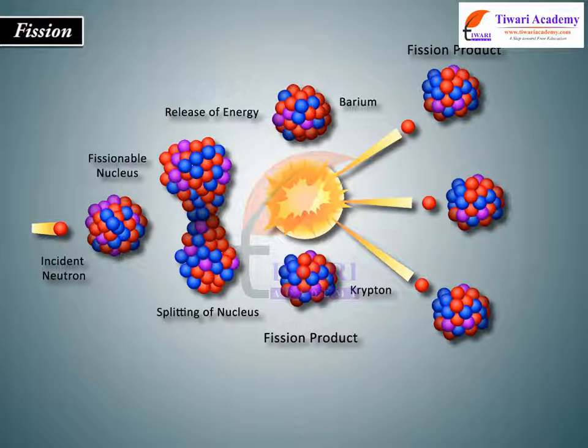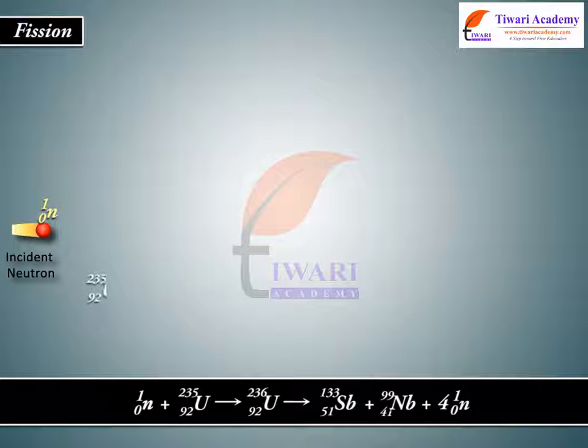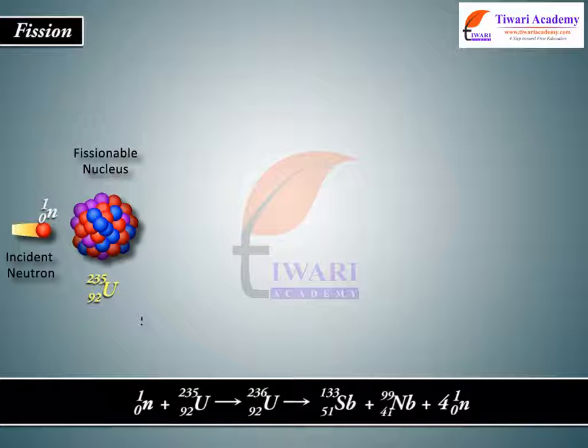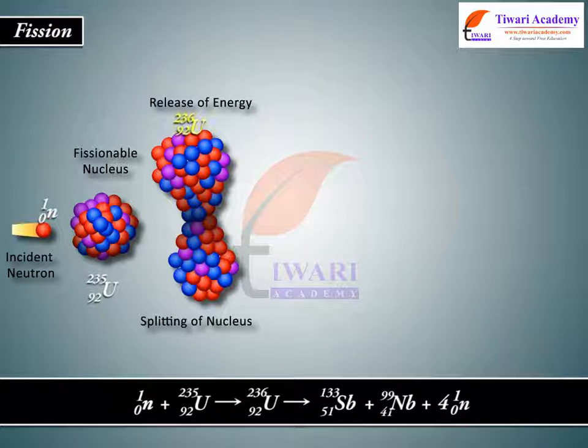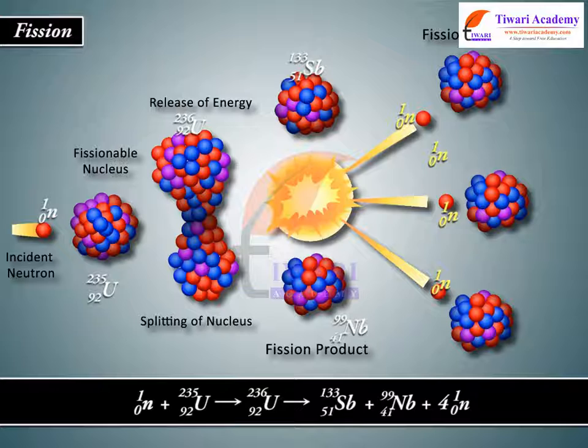Fission does not always produce barium and krypton. A different pair can be produced. For example, 0n1 + 92U235 → 92U236 → 51Sb133 + 41Nb99 + 4 0n1.